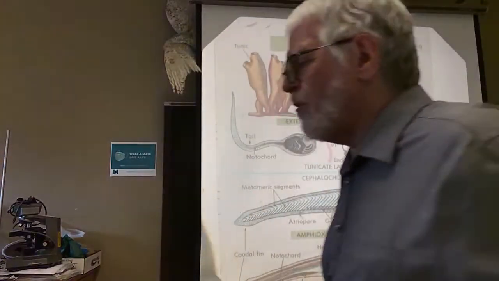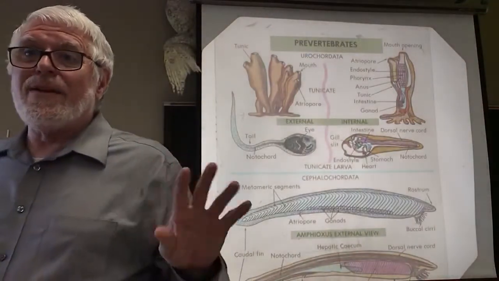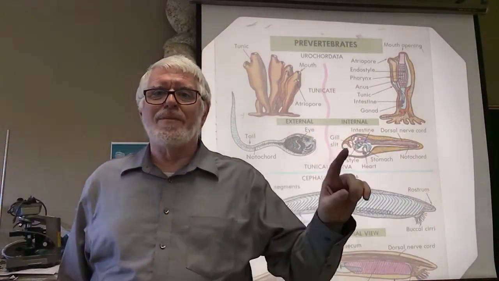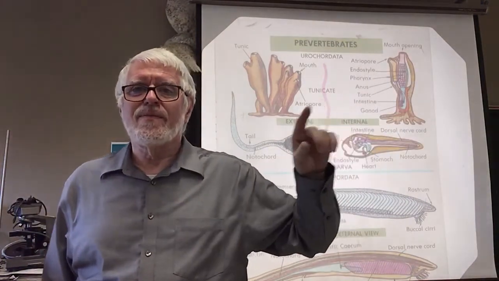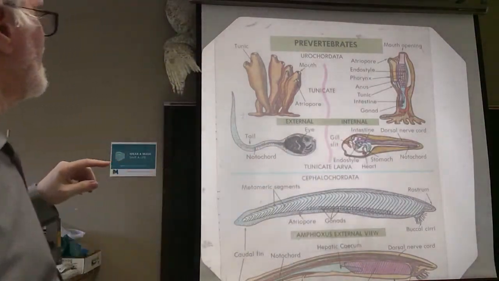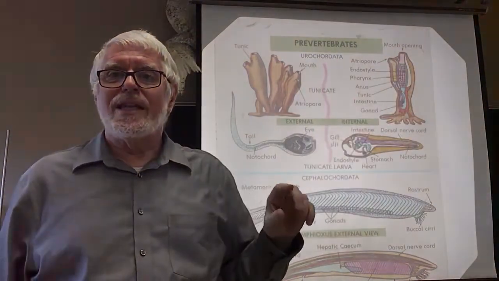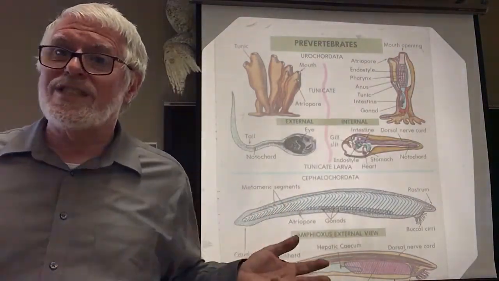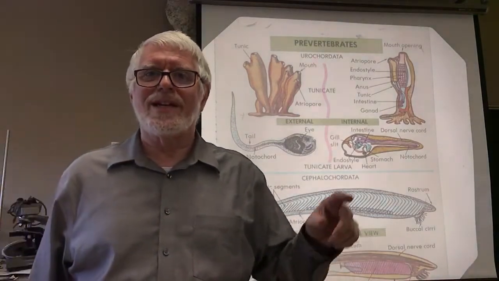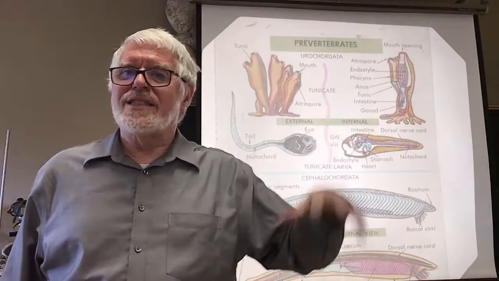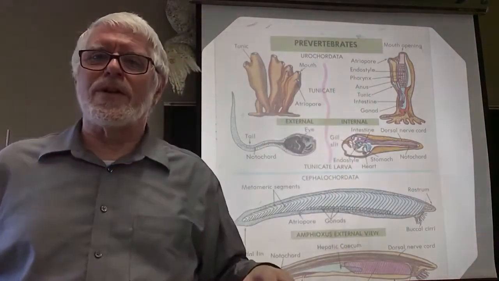There are two main groups of invertebrate, non-backboned chordates. There's these guys. There's a cutaway view over here. These are commonly known as the sea squirts. That's a great name, right? They're filter feeders, but then so are these guys. The invertebrate chordates are all filter feeders.